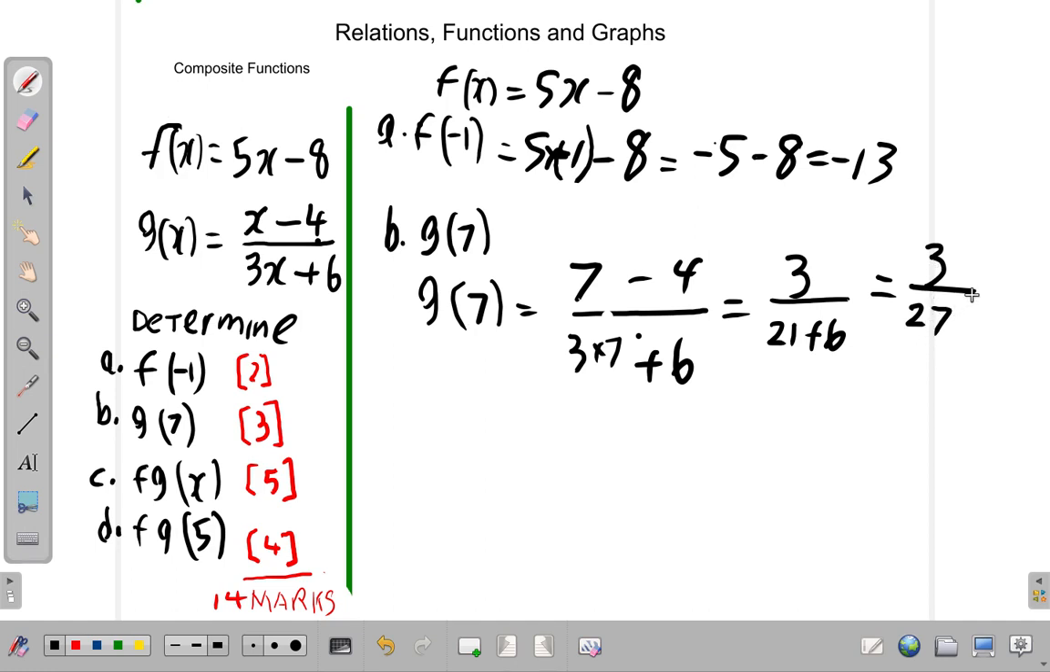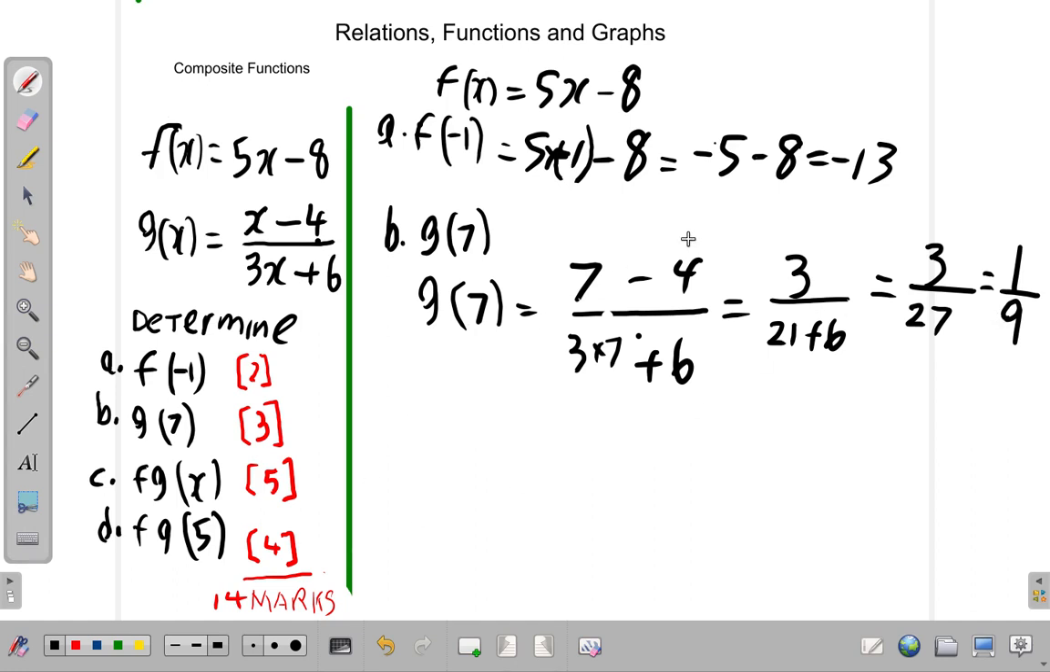But you can cancel this down. There's only one 3 in 3. How many 3's do you have in 27? 9. So the answer for g of 7 is 1/9.